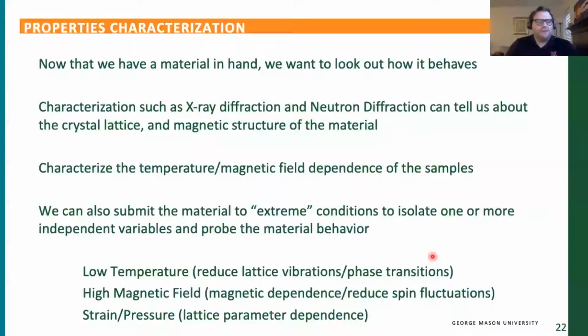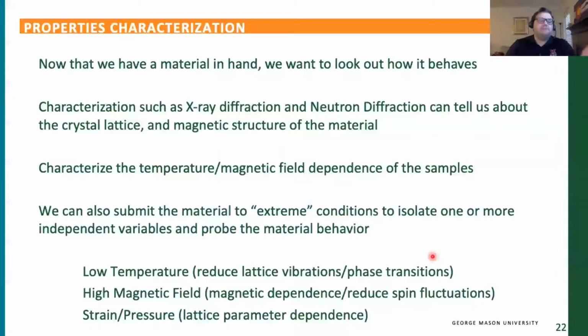Although that's a trickier measurement, and we like to do some of the other property characterization prior to neutron diffraction. Some of the first things we always do is characterizing the temperature and magnetic field dependencies of the sample. So we'll sweep temperature or sweep magnetic field and measure things like resistivity or heat capacity or the magnetization to see if we can find the various phase transitions that are present in the material. We can also submit the materials to extreme conditions, and this helps us isolate one or more independent variables and probe the material behavior directly.